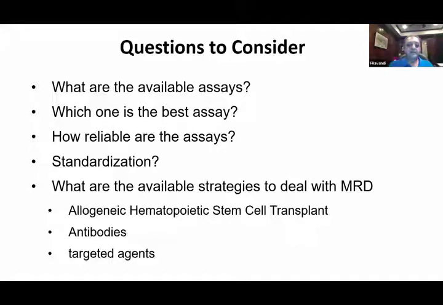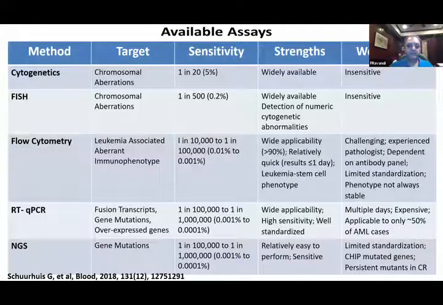So the questions to consider are: what are the available assays? What are the best assays and reliable assays? Is there a need for standardization of these assays? And also, most importantly, if you find measurable residual disease, is there a way to deal with it and essentially get rid of it? And there are now a number of potential options that can be used.